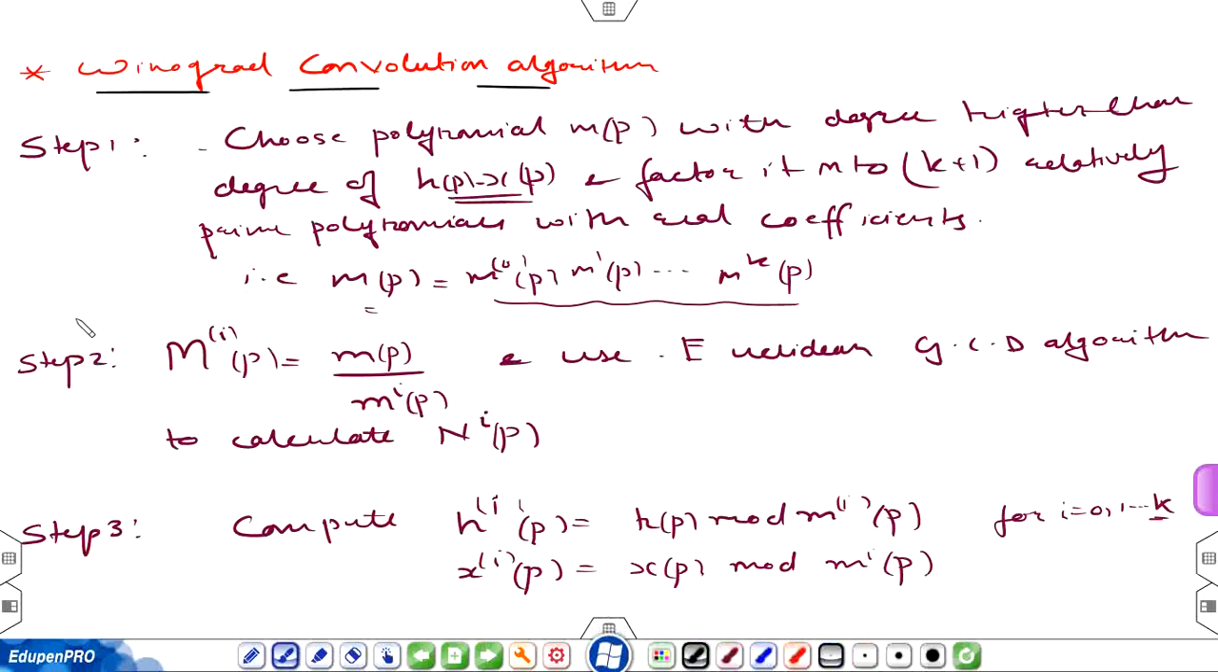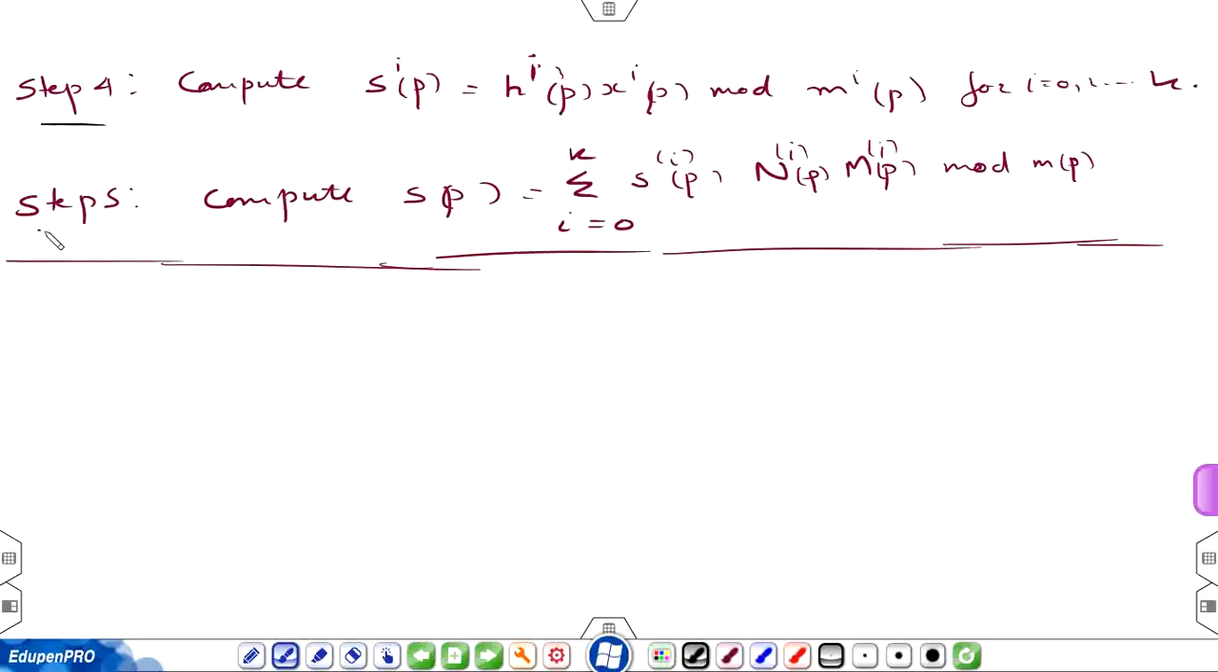So hello everyone, in my last video lecture I had covered the topic Winograd convolution algorithm and I had discussed the steps that are involved in this algorithm. So now I am going to take an example and using these steps I will calculate the convolution of any two polynomials.